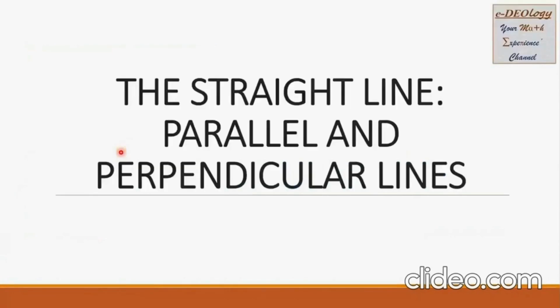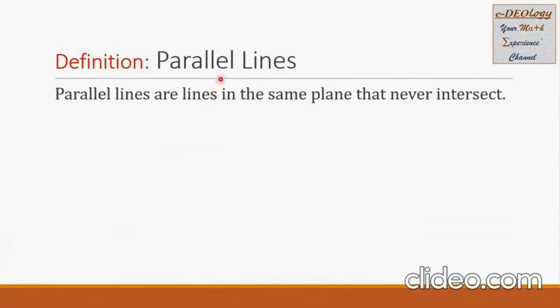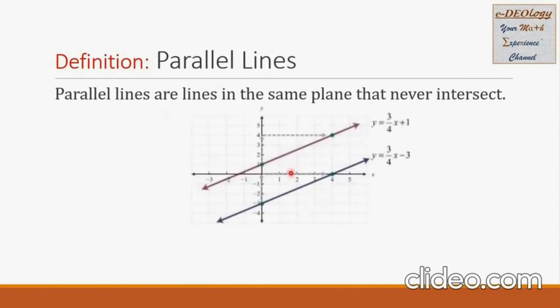Hi everyone. Today we're going to study parallel and perpendicular lines. Let us define parallel lines. Parallel lines are lines in the same plane that never intersect. This is a picture of parallel lines. This line is a graph of y equals 3/4 x plus 1. Another line is here, and this is the graph of the line y equals 3/4 x minus 3.